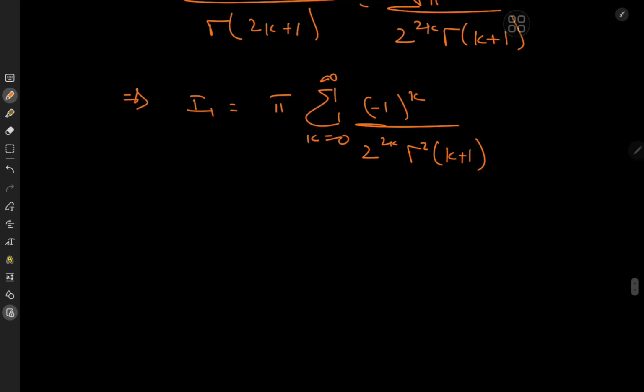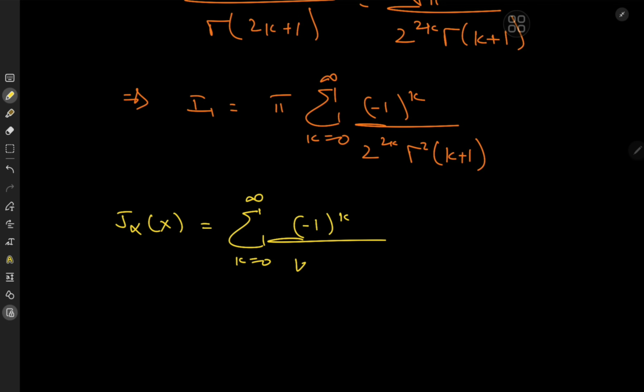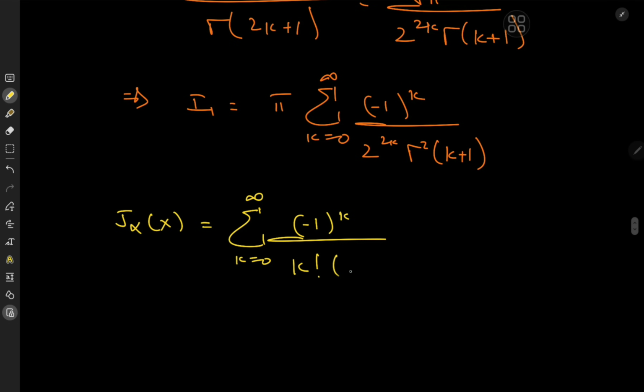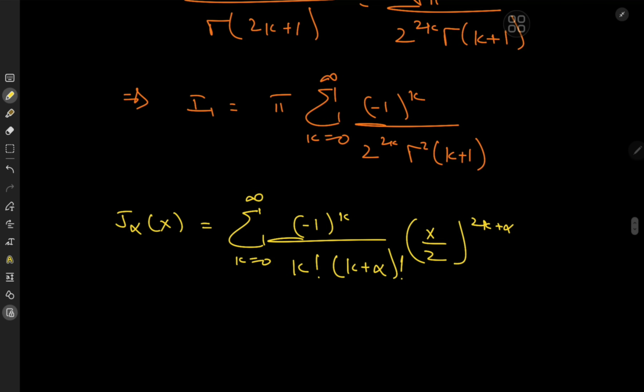And now we can invoke a very special function that I don't think I've invoked that often, maybe once or twice here on the channel. We're talking about Bessel's function of the first kind. So we have J sub alpha of x equal to the sum over k from 0 to infinity of negative 1 to the k over k factorial times (k plus alpha) factorial times (x over 2) raised to 2k plus alpha. So for our infinite series, the solution to I sub 1, it looks like we just need alpha equal to 0 and x equal to 1.